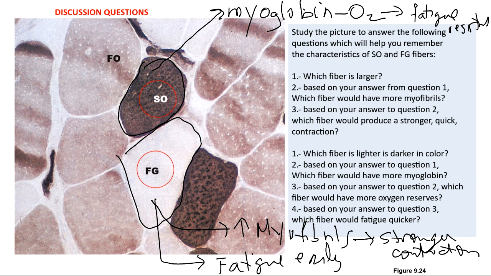So it can give us a stronger contraction, but it's going to fatigue more easily because it doesn't have the oxygen for sustained muscle activity. It's going to have to switch to fermentation very quickly and get tired. Versus the slow oxidative has oxygen storage, which will allow it to go on for a longer time, but it's not going to give us as strong a contraction because it doesn't have as many myofibrils.